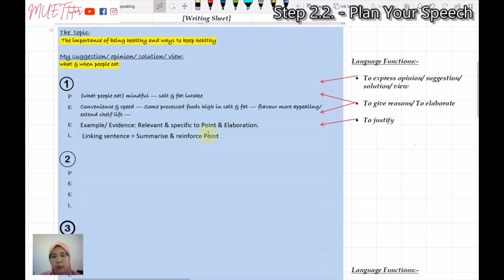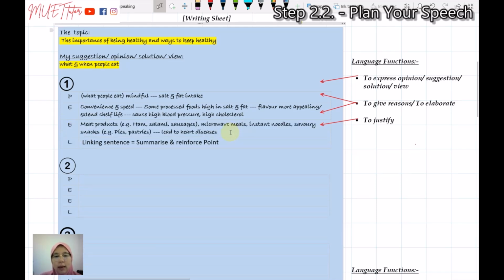Because the flavor will be more appealing, or it could extend the shelf life of that product. And next you could ask, what are the effects of having high salt and fat? It can cause high blood pressure and high cholesterol. And for the example or evidence, the second E should be relevant and specific to both P and E above.